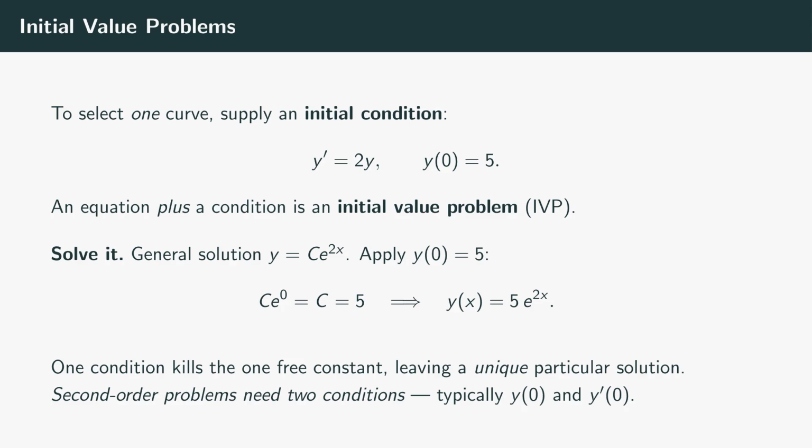Here is how we choose the one curve we want. We supply extra information called an initial condition, a single data point the solution must pass through, such as y of 0 equals 5. An equation together with such a condition is called an initial value problem.